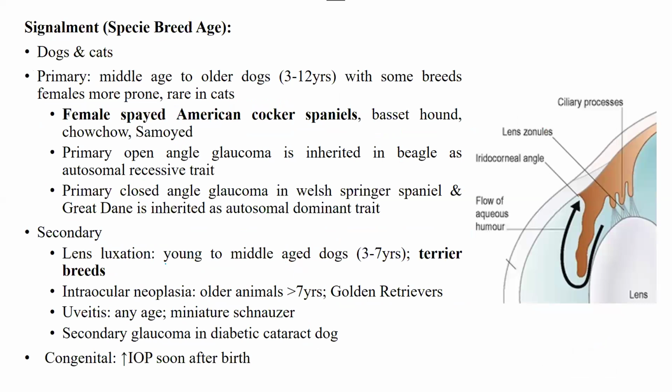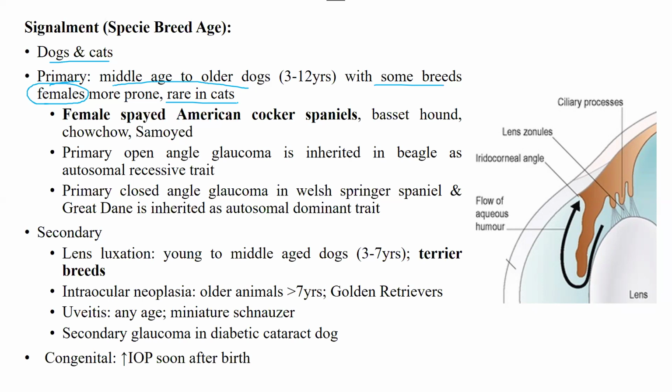Second thing, most important, is talking about the signalement of this disease. So first thing you should remember, it can happen in dogs as well as in cats. Talking about the primary one, the glaucoma is going to affect middle age to older breed dogs. Like the age is middle age, 3 to 12 years of age. And in some breeds, the females are going to be more affected than the males. And it is rare in cats. The primary glaucoma is rare in cats.